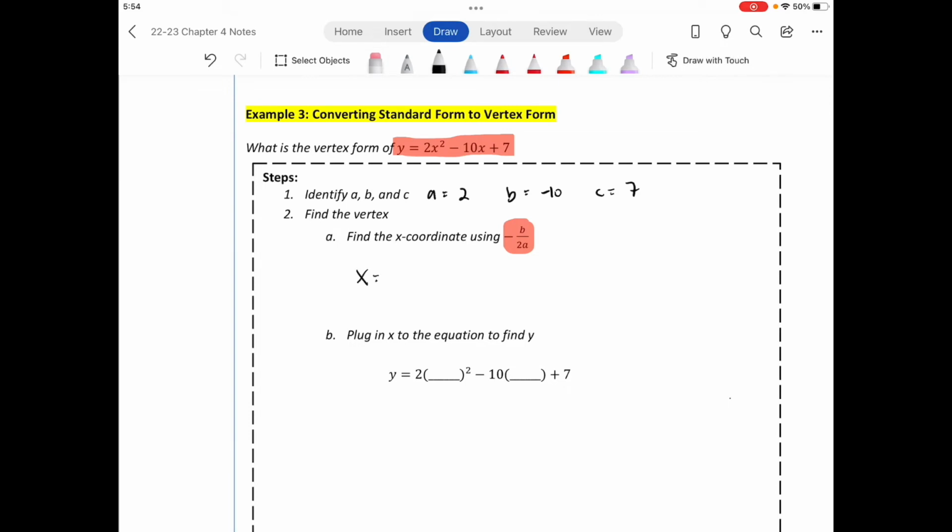To find the x-coordinate of our vertex, we'll use the -b over 2a equation again. This means x will be equal to a negative times -10 over 2 times 2, which gives us 10 over 4, and we can reduce down to 5/2. Now, to find the y portion, we need to plug x back into the original equation. So we're going to plug in 5/2 in place of our two x values. This means y is going to be equal to 2 times 25 over 4, because we have to square both portions of the fraction, minus 25 plus 7.